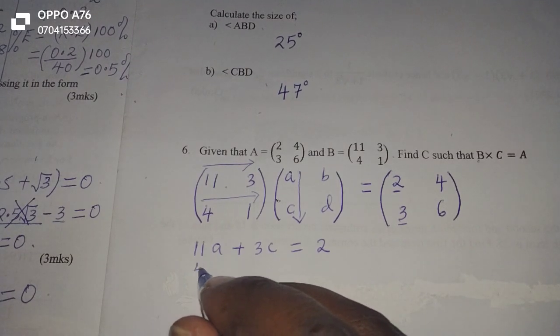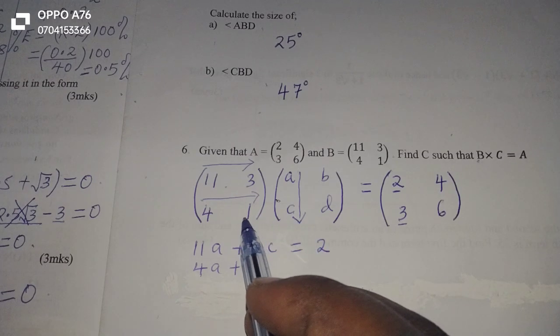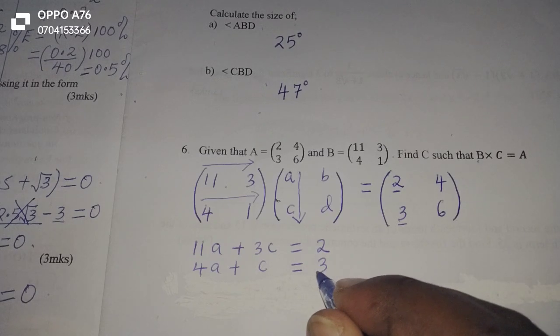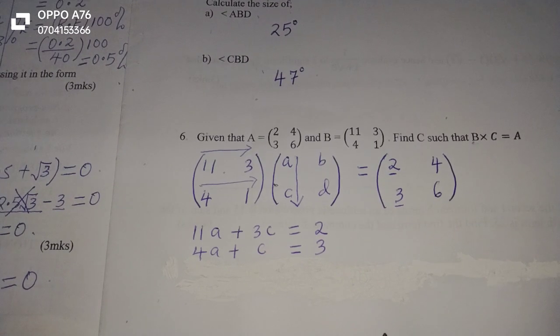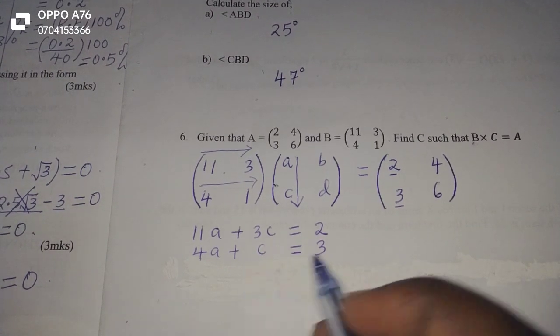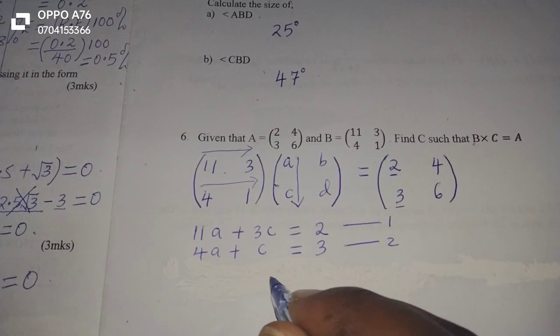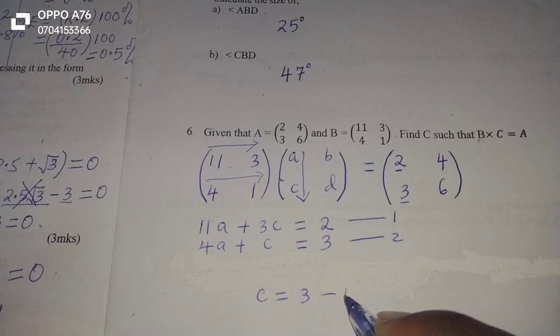So 4 by a plus, this is 1 by c, so c, equals 3. That is the second equation. Now this pair can be solved because it has a and c. So allow me to say this is the second equation, and this is the first equation. From the second equation, the value of c is 3 minus 4a.